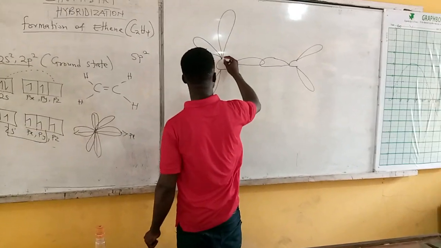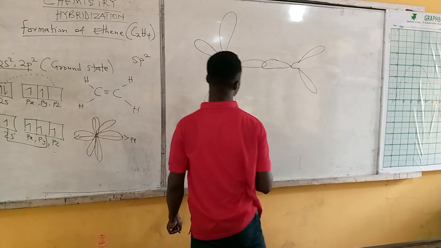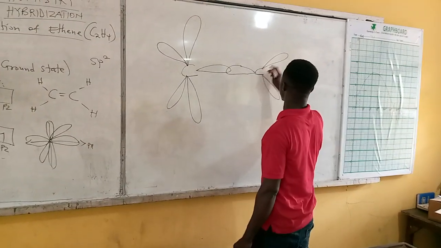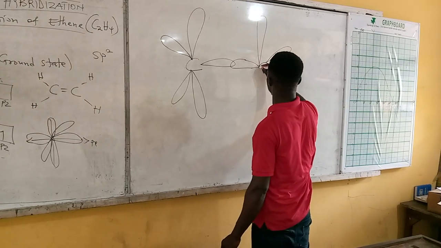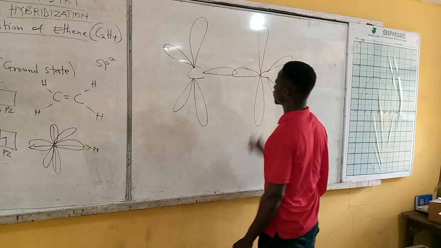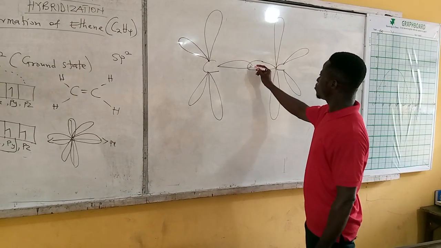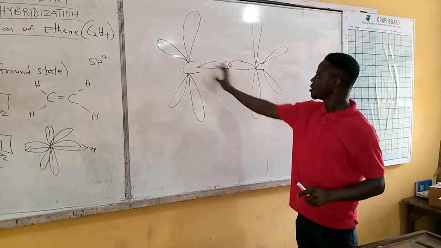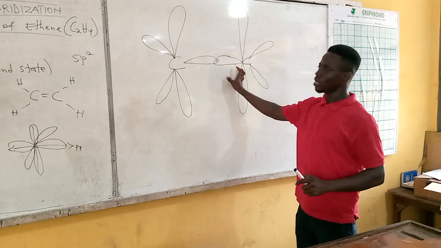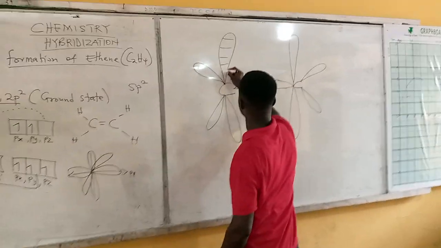This is unhybridized, like this. And the same thing happens in this direction too, like this. It's unhybridized. So you can see clearly that with this bond, the head-on overlap of the atomic orbitals formed here is a sigma bond. And from this one, let me shade this portion so that it is clearly seen.